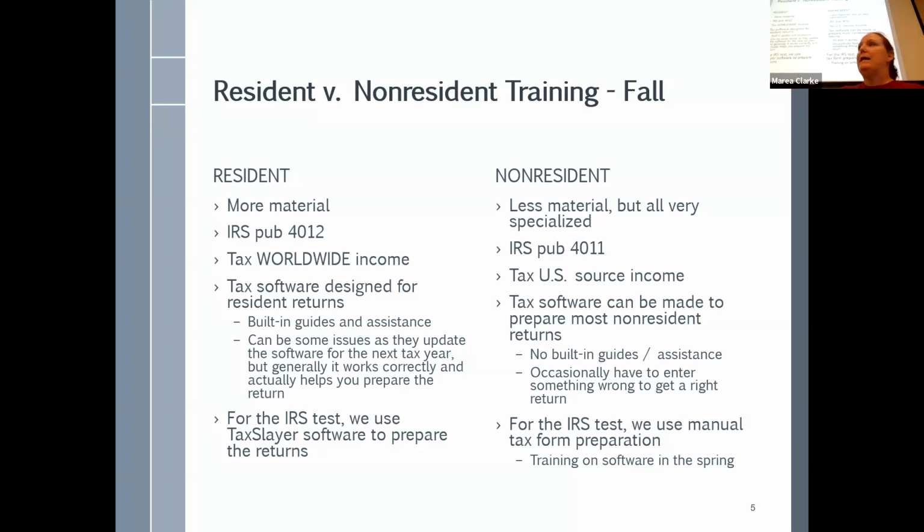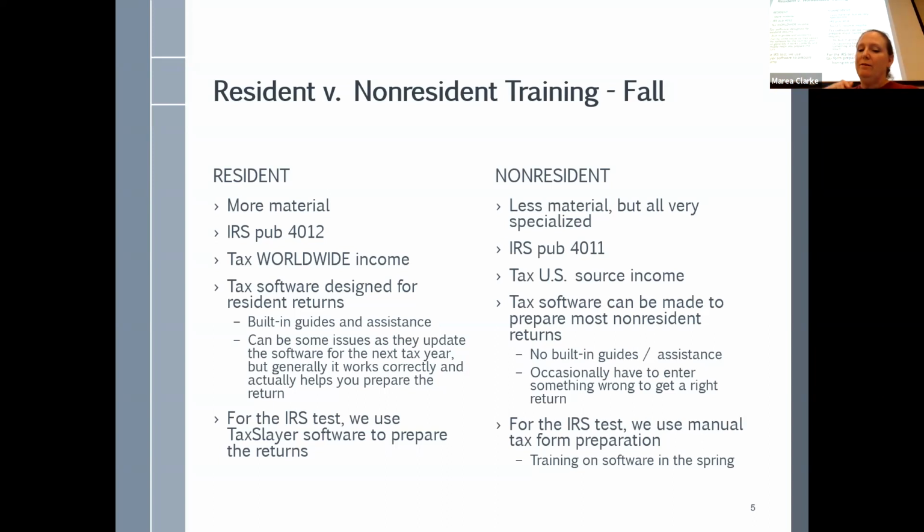As a resident, you have to pay taxes on your worldwide income. As a non-resident, you only pay taxes on your US income. But that's not such a big deal. The really important thing, the thing that makes the most fundamental difference, is that the tax software that we use for resident returns is designed for resident returns. It's got built-in guides, it's got lots of assistance. Occasionally there are a little bit of issues as they're updating the software, like right now, they released the first version. It's always a little bit buggy, but by the time the tax clinics are happening, it works really well. And it actually can help you prepare the tax return.